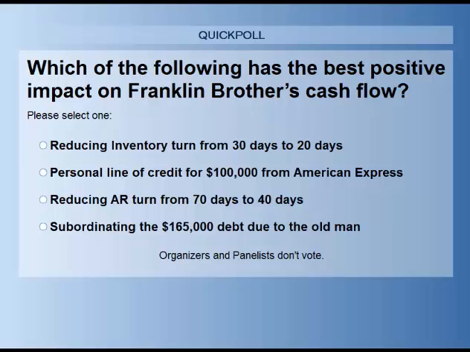This is sort of a preview of how we need to treat the company's cash flow. And 100%, we're preaching to the choir, 100% say, Nathaniel, if we reduce that AR turn, good things are going to happen to the company's cash flow.